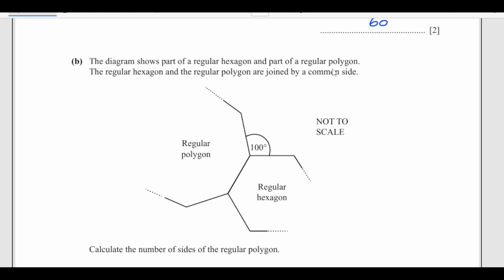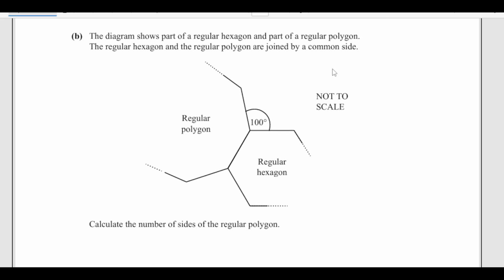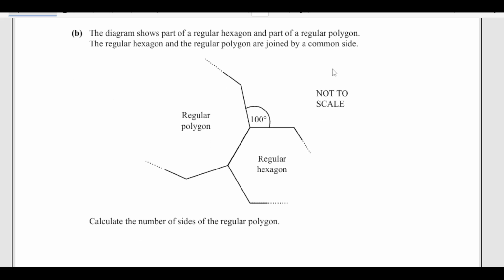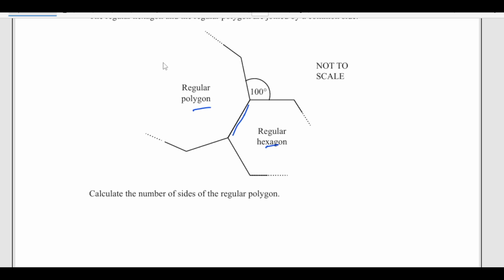Now part B, this looks a bit complicated, but don't worry, let's figure it out. The diagram shows part of a regular hexagon and part of a regular polygon. This is the hexagon, this is the polygon. The regular hexagon and polygon are joined by a common side, so they are joined here on this side. Calculate the number of sides of the regular polygon. So we are looking for the number of sides of this polygon, right.